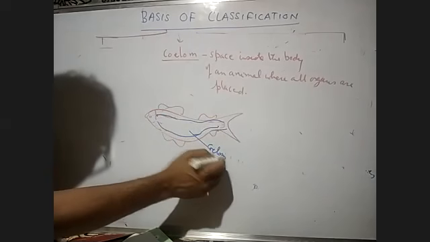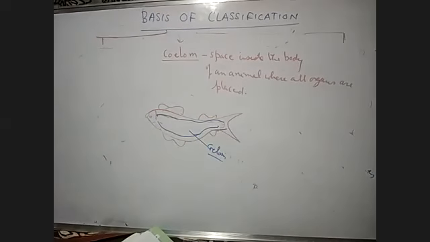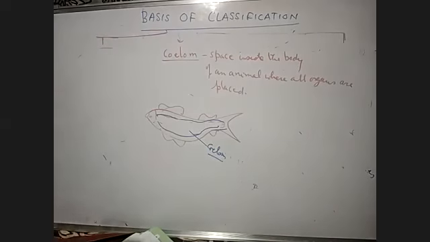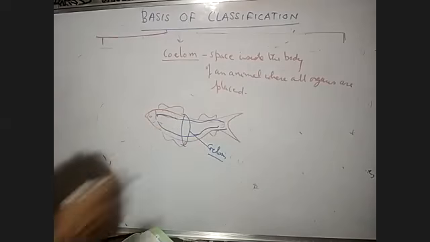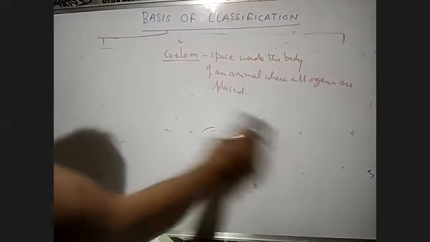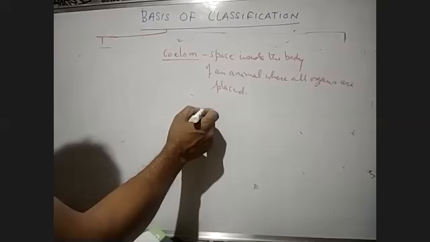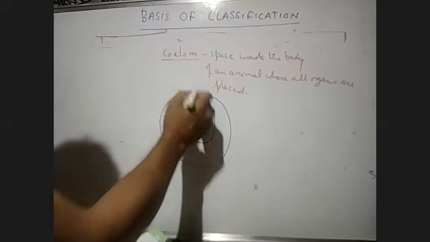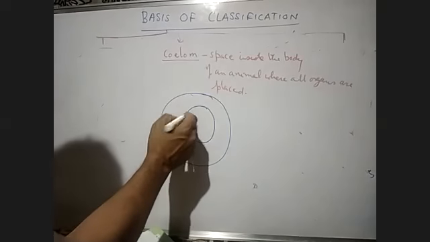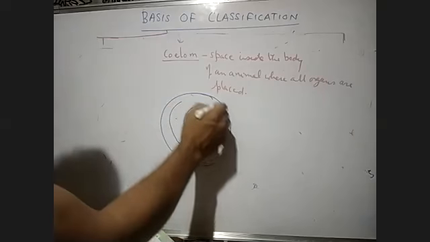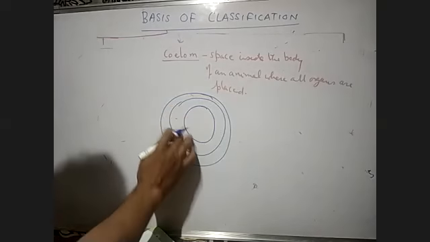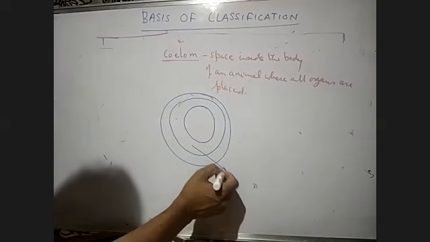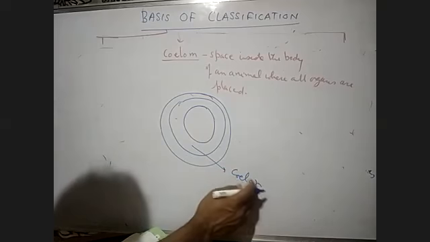This is found in human beings also. This is found in all animals. The space is there, and this space is called the coelom. If you make a cut here, you get a structure like this, and this space is called the coelom, where all the organ systems are kept.